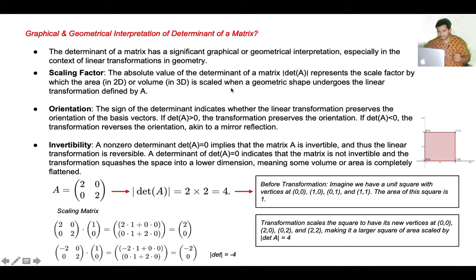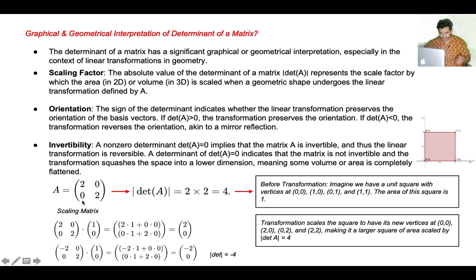The determinant represents the scale factor by which the geometric shape undergoes linear transformation. Second thing, it also denotes the orientation, whether the linear transformation preserves the orientation of the basis vectors or not. So if the determinant is greater than 0, it means that the transformation will preserve the orientation. And if the determinant of the matrix is less than 0, the transformation reverses the orientation. That is, it becomes the mirror reflection.